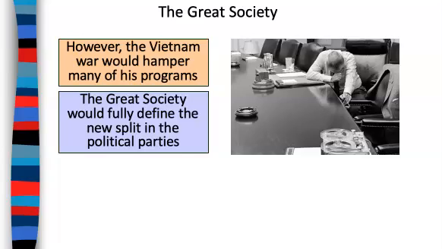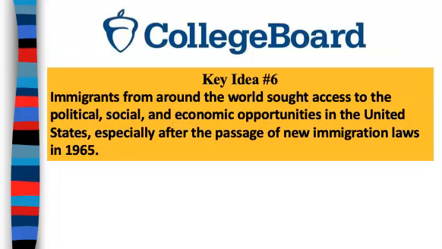The Great Society will also further define the new split in political parties, as conservatives will say that these things will never be enough, they're way too costly, and liberals will continue to look at the ability of government to solve social problems. Leading us then to key idea number 6.